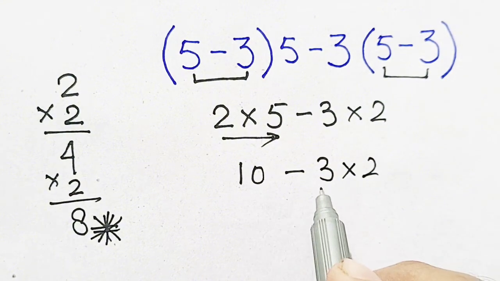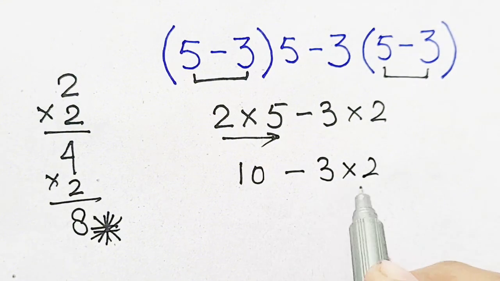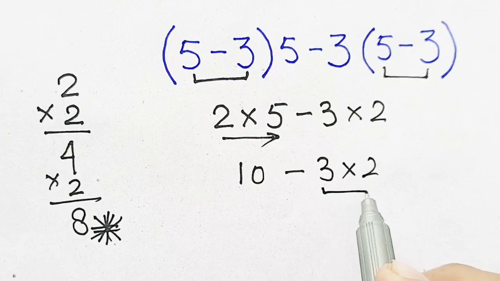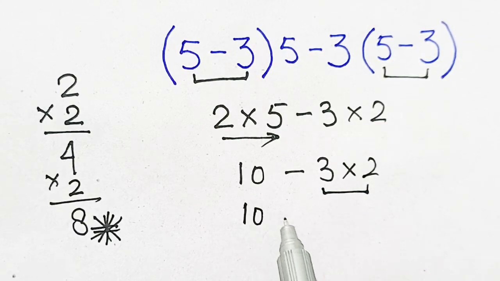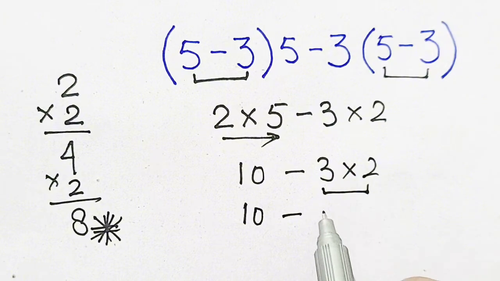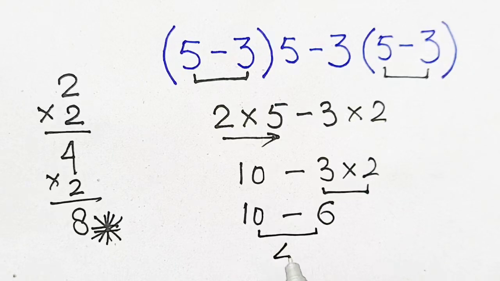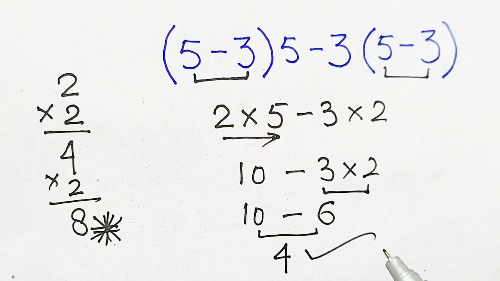Now 10 minus 3 is wrong because first of all, we have to multiply. So we will get 10 minus 3 times 2 will be equal to 6. And 10 minus 6 is now simple. It is equal to 4. And 4 will be our answer.